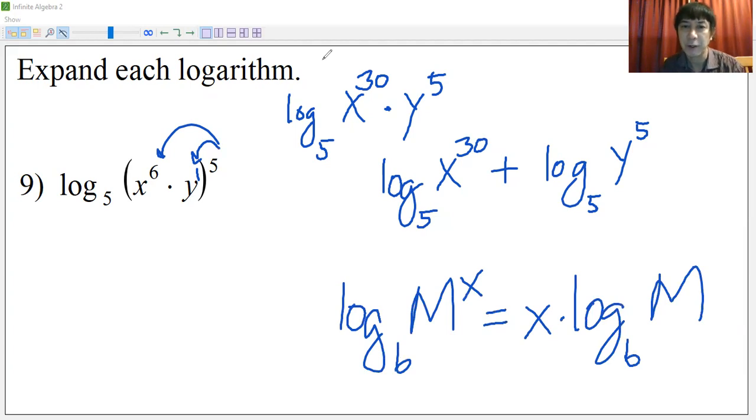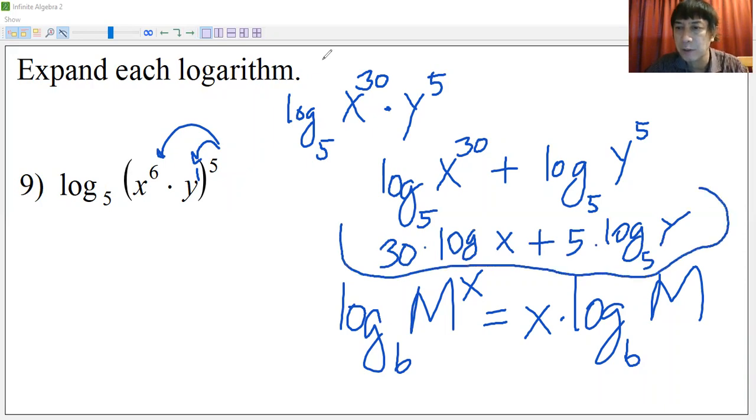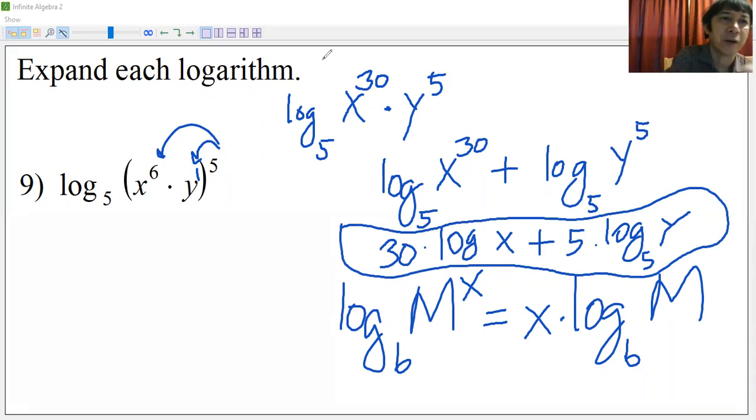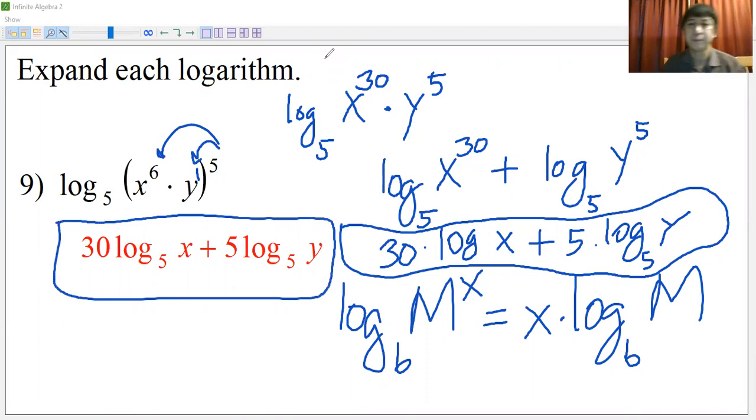Okay, and so the final answer here will just be 30 times logarithm of x plus 5 times logarithm of y base 5 there. And so the answer is right here. Okay, that's the answer. And we shall verify it after a little while over here. Okay, you can see the answer right here in the red color. So 30 logarithm of x plus 5 logarithm of y base 5. Oh, of course, this is base 5.